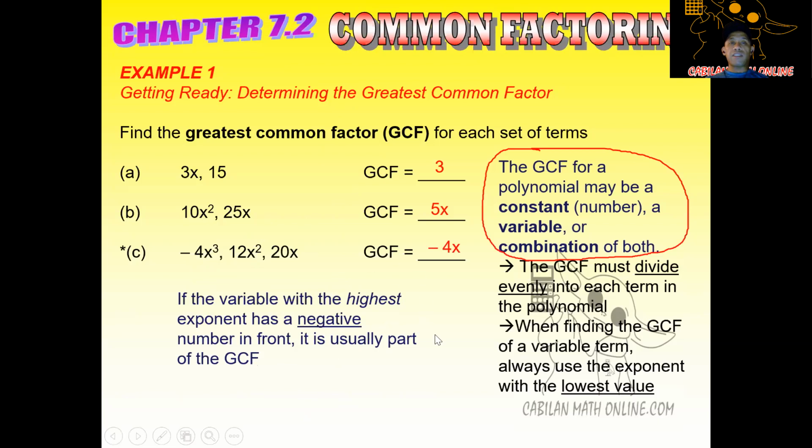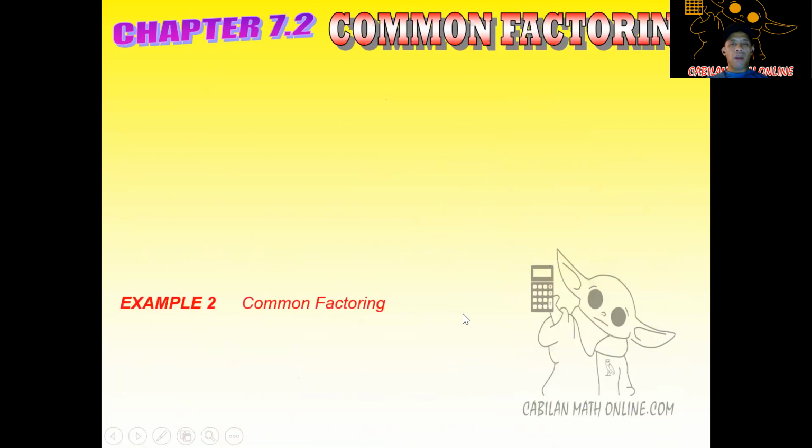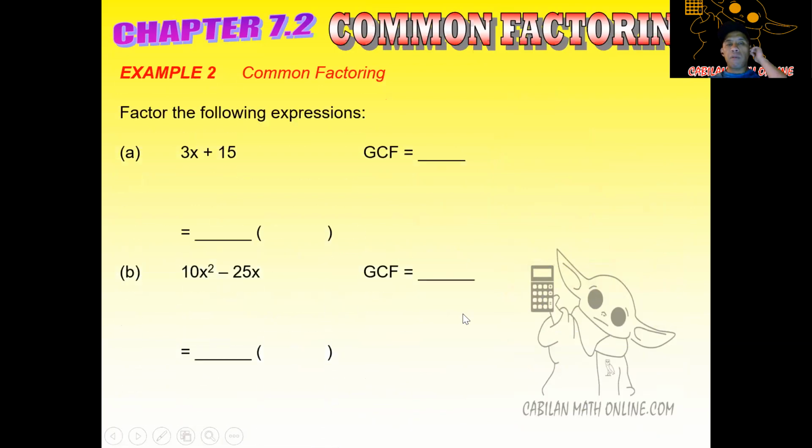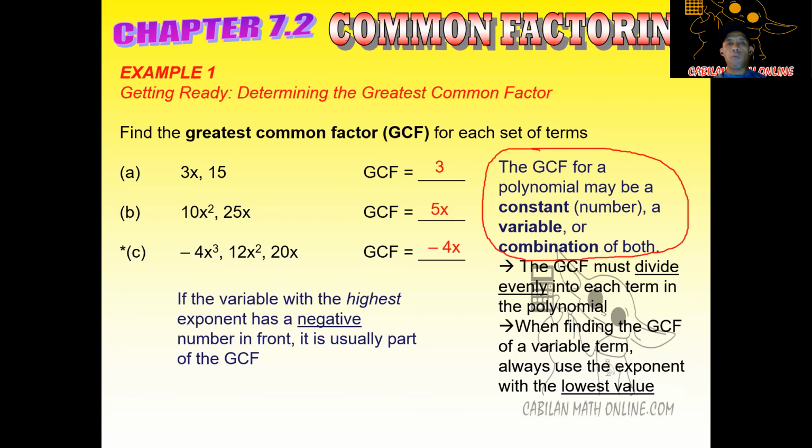Okay, that's just the warm up. So let's actually take a look at some problems here. We're now going to take a look at common factoring, and as you can see, I've used the exact same numbers from the warm up, so that you can see how to approach these kinds of problems when you actually get to see them.